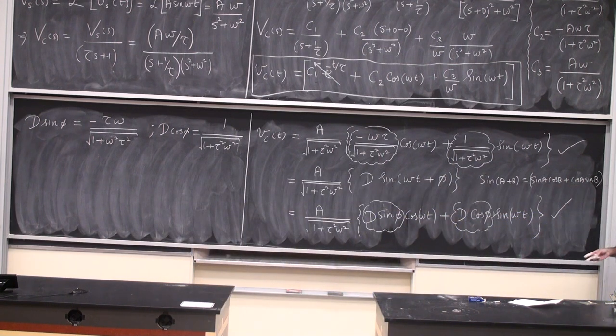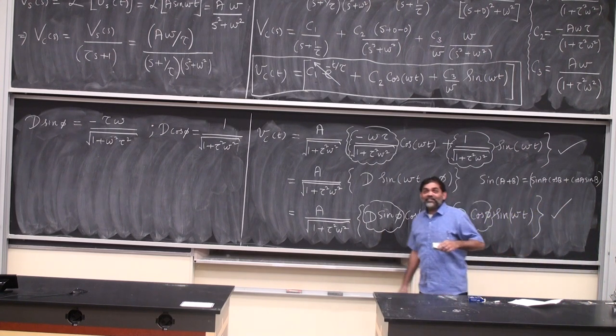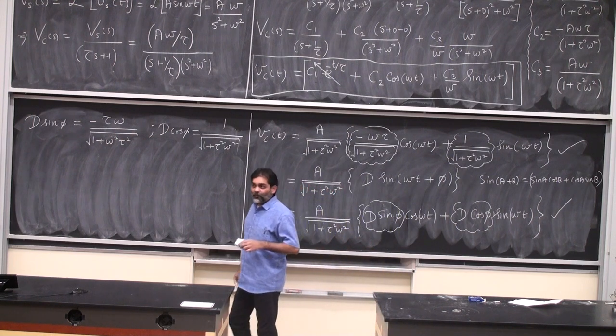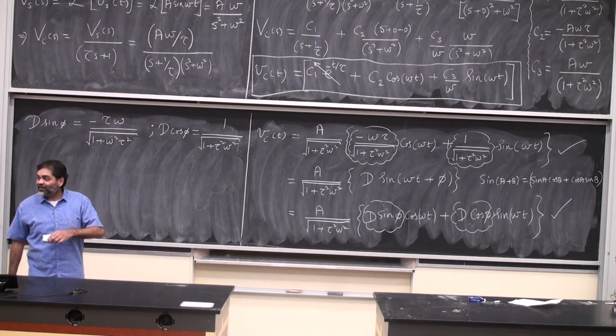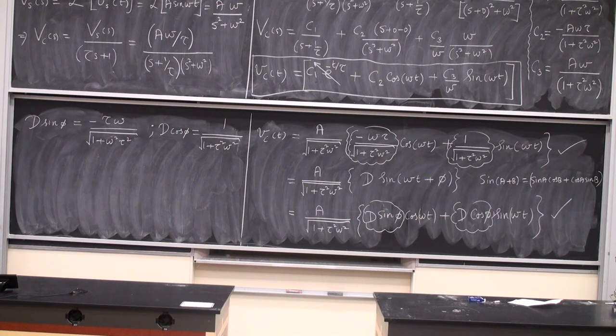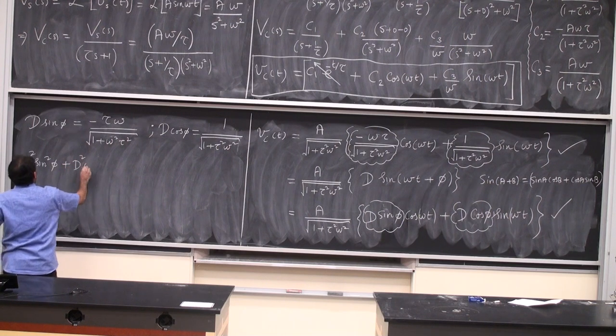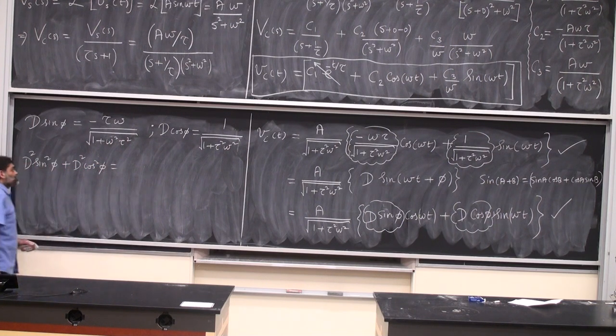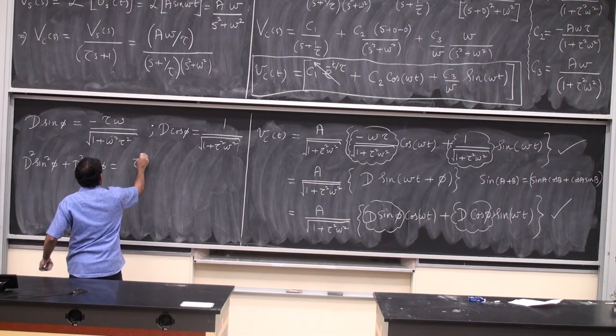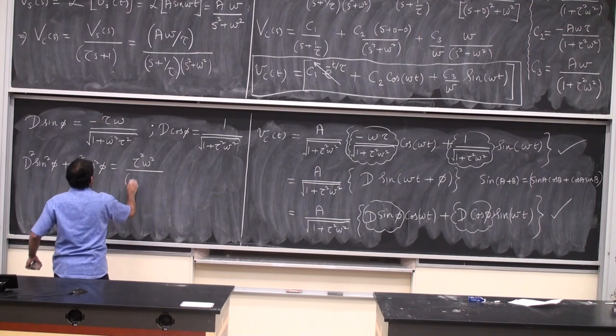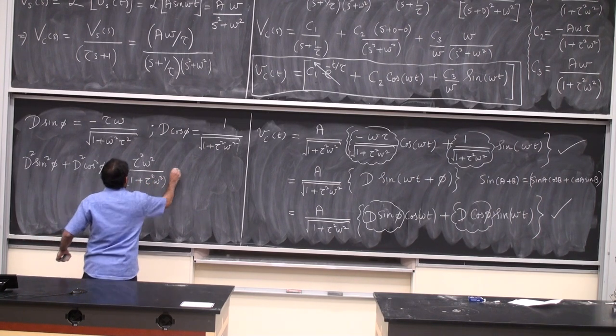Two equations, two unknowns. Anybody tell me what is capital D now? Let's take a look at it. Let me square this term. Let me square the term. Okay? D square, sine square phi, and add them up. Minus tau omega, if you square it, the omega square tau square, the negative sign cancels out. The square root becomes that.